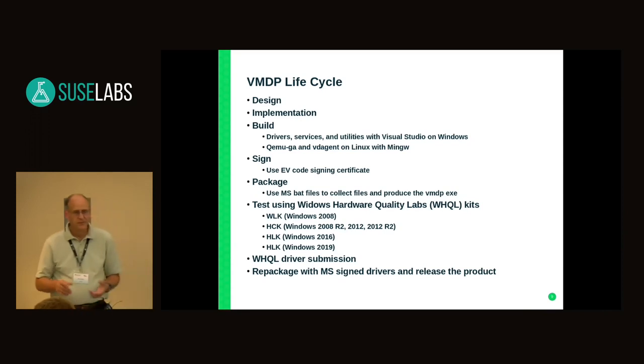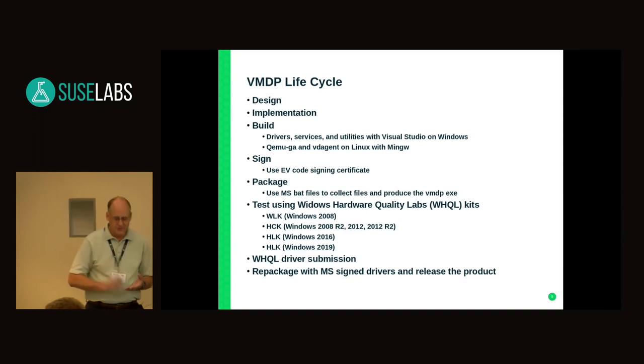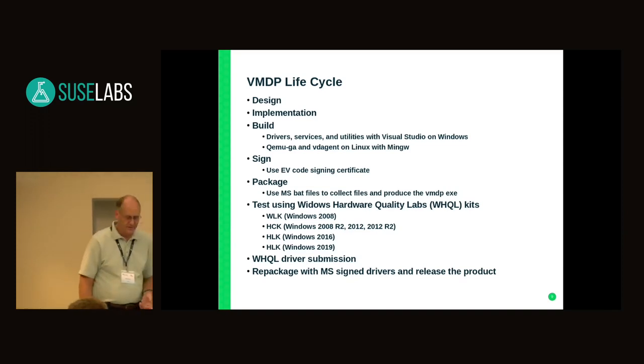Because we currently support Windows 2008, 2008 R2, 2012, 2012 R2, 2016, 2019, we need 4 test harnesses to do all those testings. We have the WLK, the HCK, and yes, we need 2 different HLKs to run these tests, one for 2016 and one for 2019.